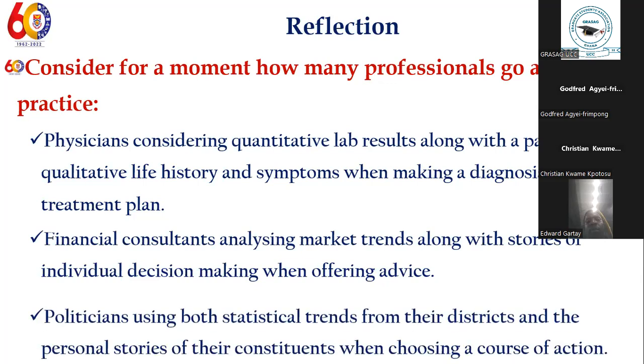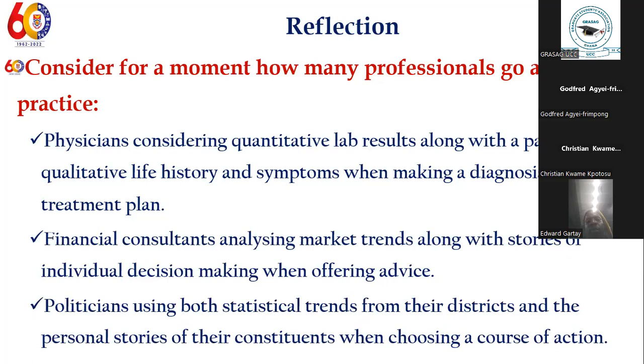And people also in the field of politics, you see politicians who focus on these statistical trends from 1996 to 2020, what has been our vote gain and vote loss in so and so region. As they are looking at these figures, they also look at the personal stories of the constituents when they are choosing a course of action. How do we plan our campaign? How do we go about all these things? And this informs their decision. So looking at this, you will see that there are several examples of combining both quantitative and qualitative information.